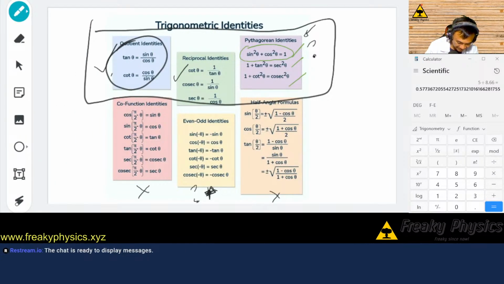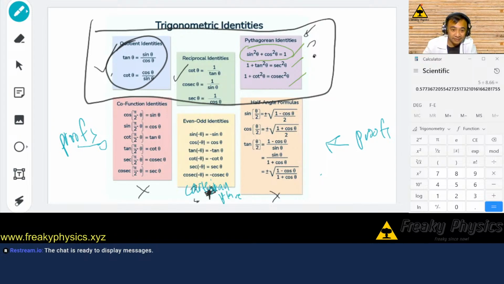The odd even identities are a bit easier to explain once we put it into a coordinate system. But the other two, the co-function identities and the half angle formulas, require formal proofs, and most of the time you have to either know what the proofs are or prove it yourself. So these two require proofs. This one just requires the Cartesian plane to understand.